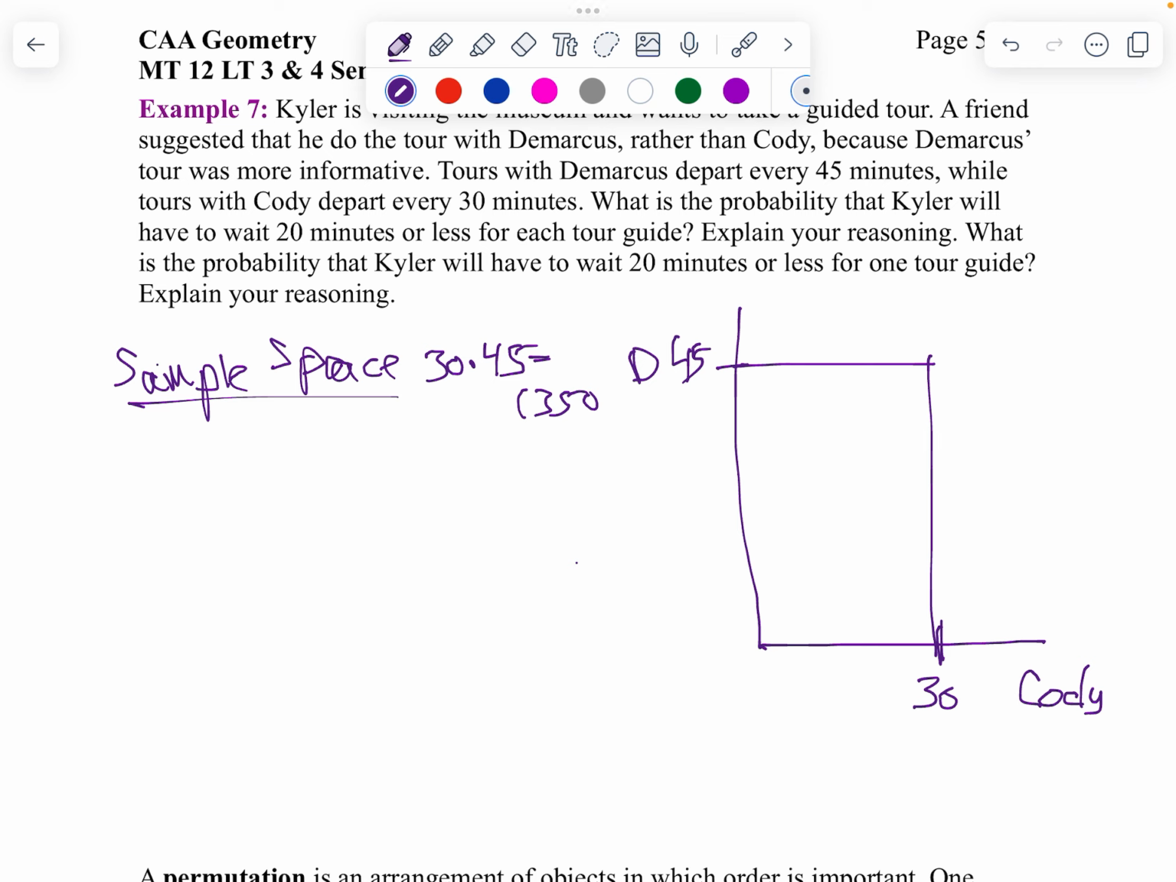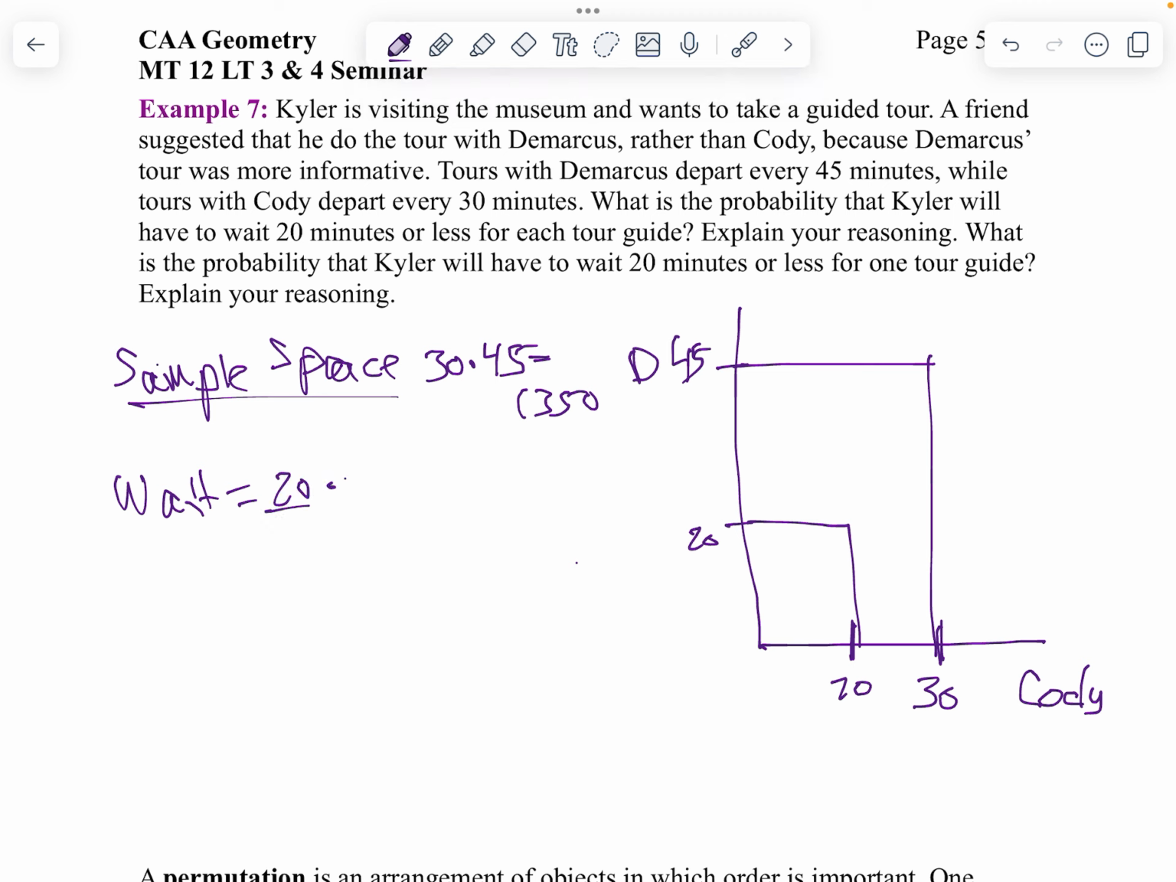Now, according to our problem, I want to know what happens if he only has to wait 20 minutes. Well, that means 20 minutes for Cody, 20 minutes for DeMarcus. So in other words, my wait time is going to be 20 times 20, which is 400. I better write that down. 20 times 20, which is 400. So the probability that we'll have to wait less than 20 minutes is going to be 400 out of 1350. And 400 divided by 1350, that's about 30%, isn't it?